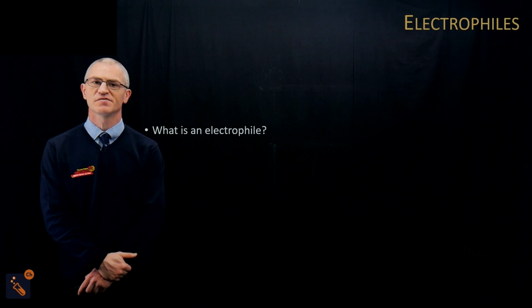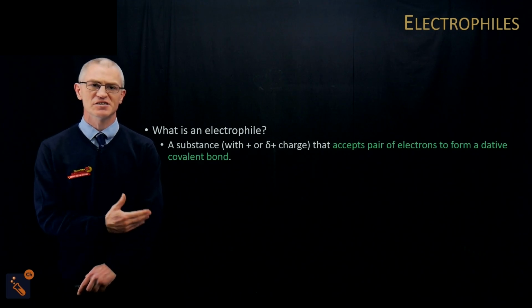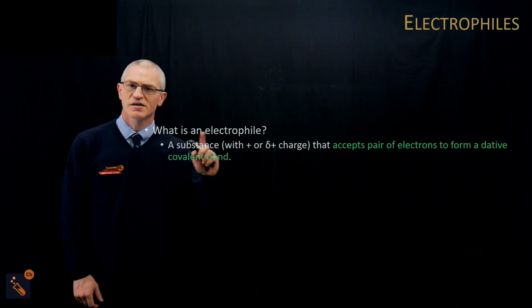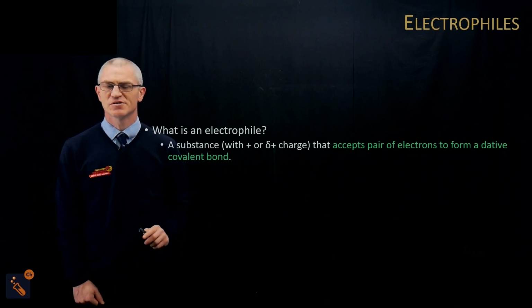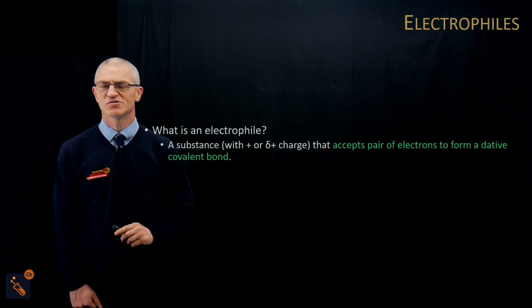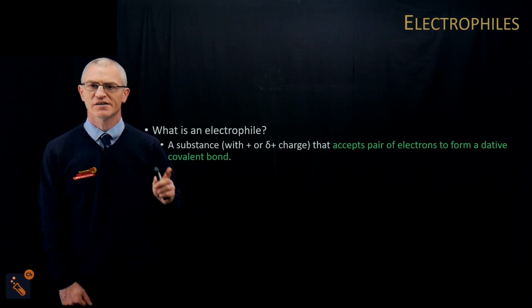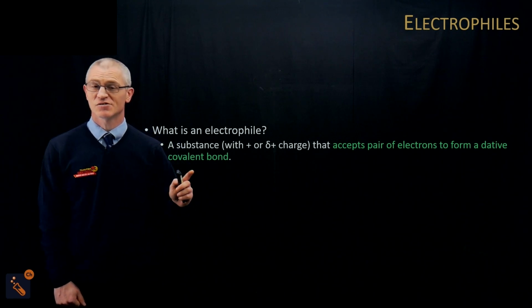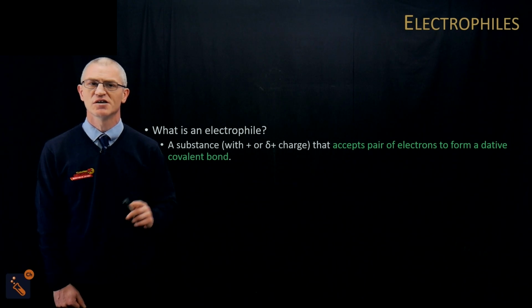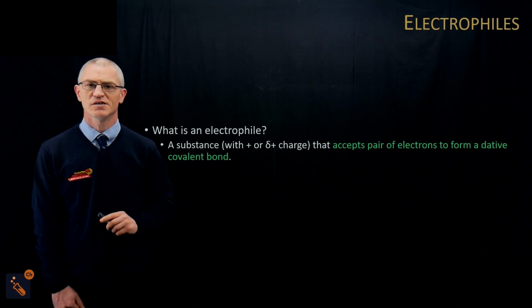So what is an electrophile? It is a substance that accepts a pair of electrons to form a dative covalent bond. Now it's got here a positive or delta positive charge. That's not part of the definition, but it helps you recognise whether it's an electrophile or not. It accepts a pair of electrons, and the electrons are negative, so therefore they're attracted to this positive or delta positive charge to form this dative covalent bond. And we'll go through the mechanism of how it works during the video.